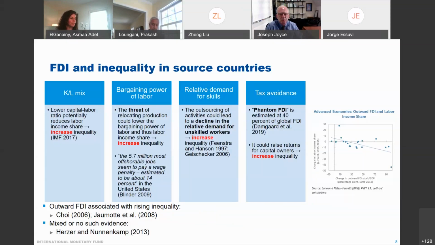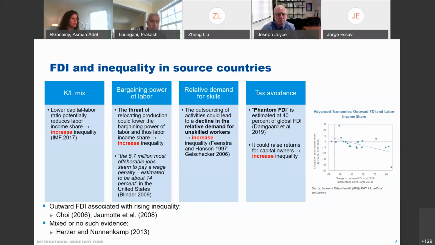The third channel here is the relative demand for skills, also in source countries. An example is the outsourcing of manufacturing production to the Central and Eastern European countries from Germany, which was found to have led to a decline in the relative demand for manual workers in manufacturing in Germany during the 1990s. There is also similar empirical evidence on outsourcing from the US to Mexico in the 1990s, and this is something we will take up also later.